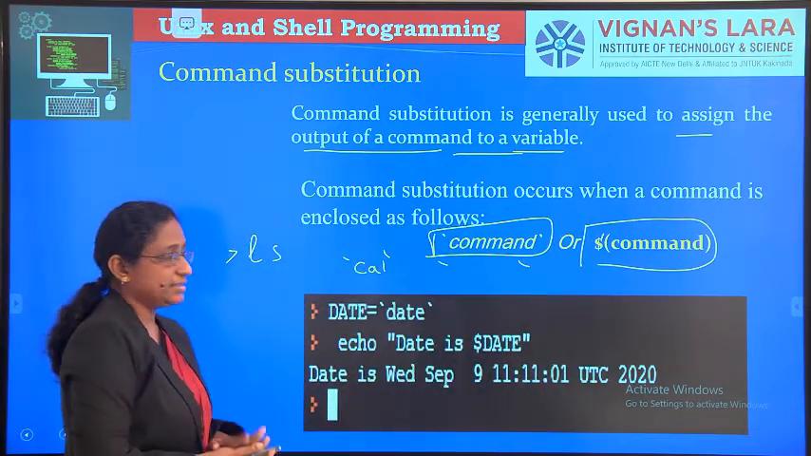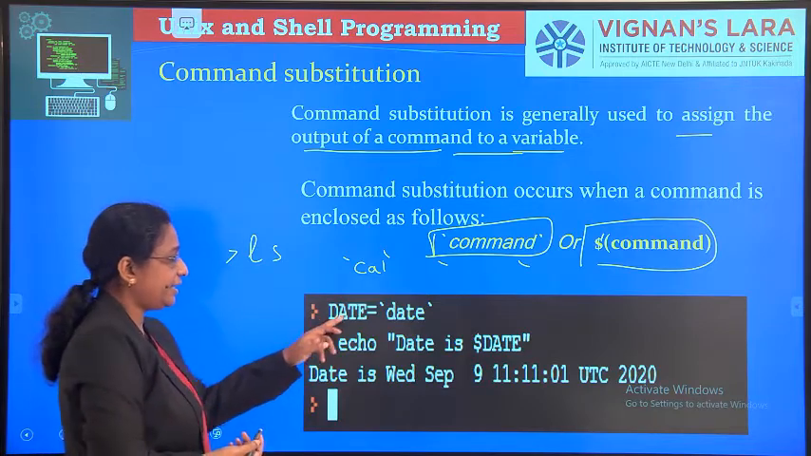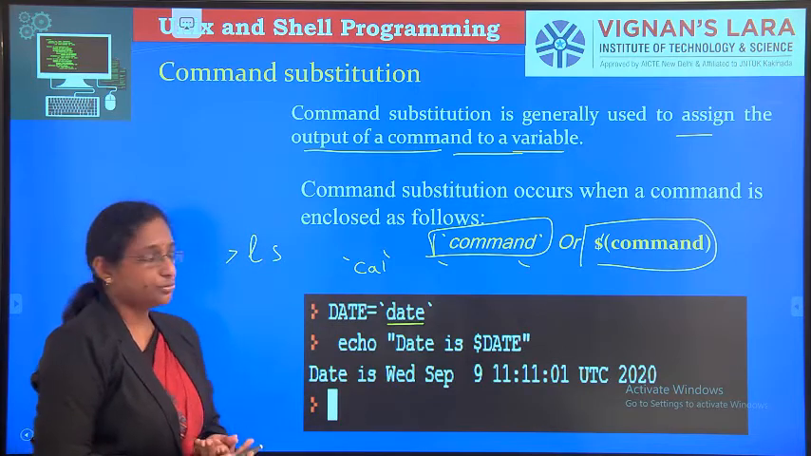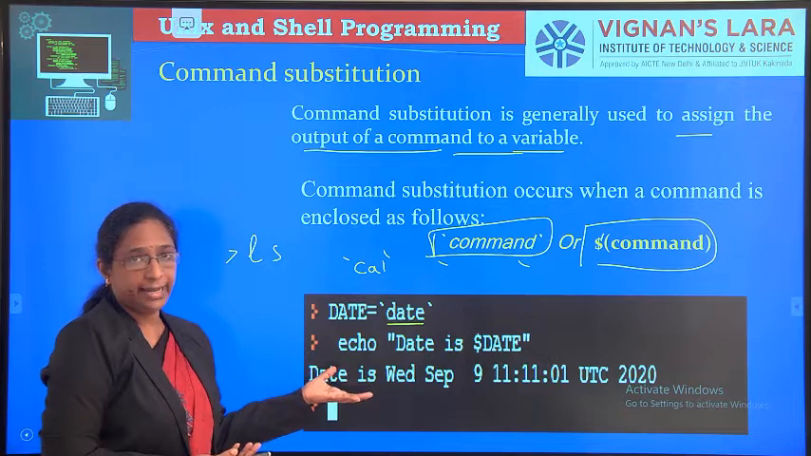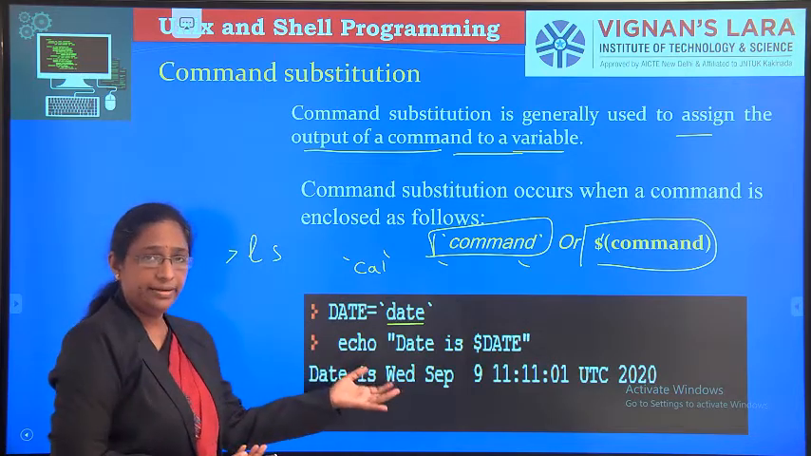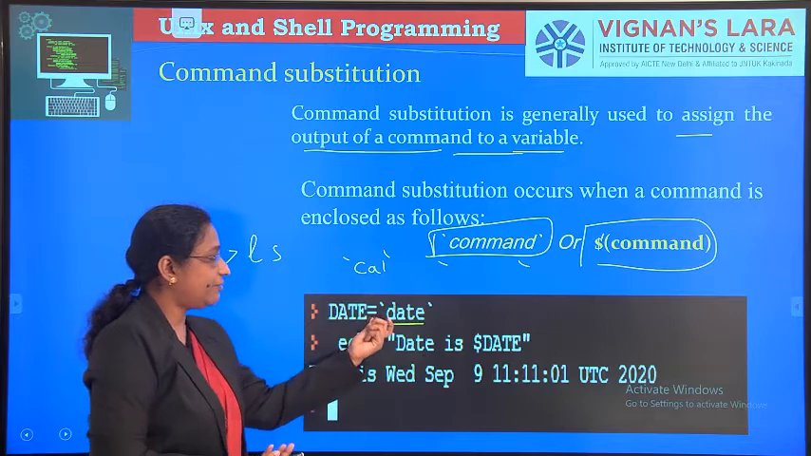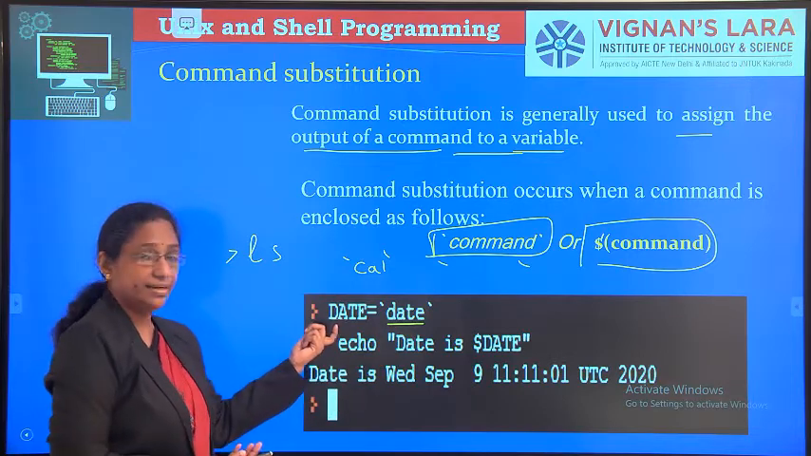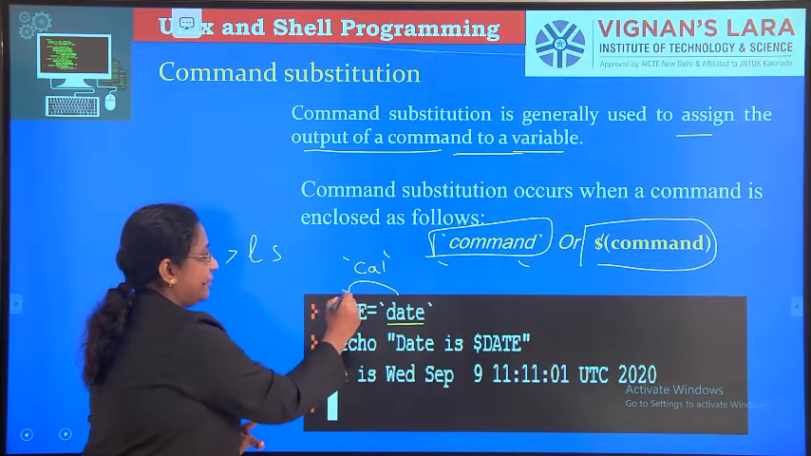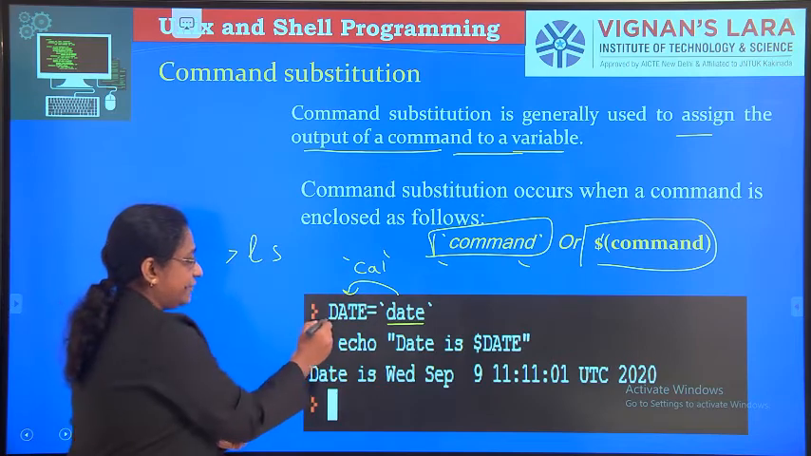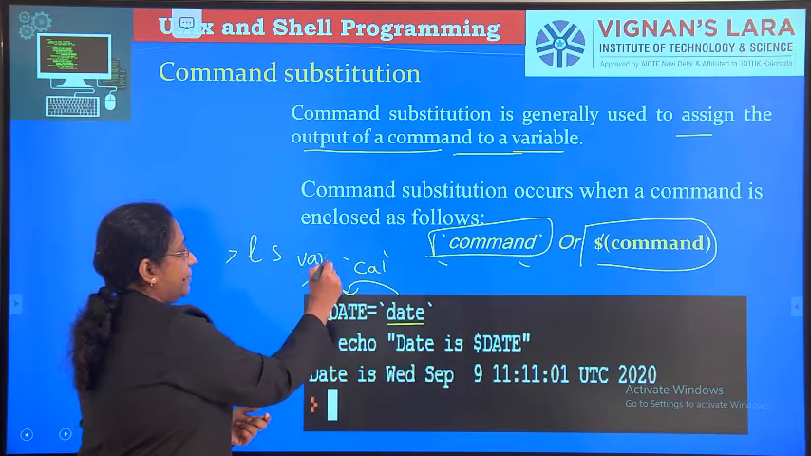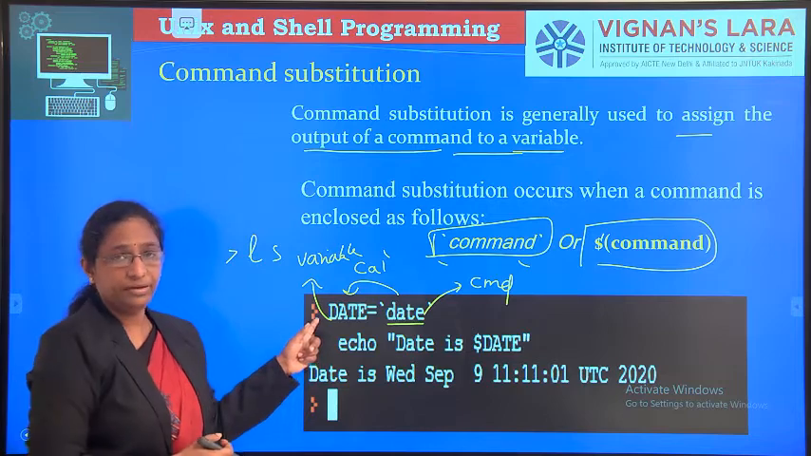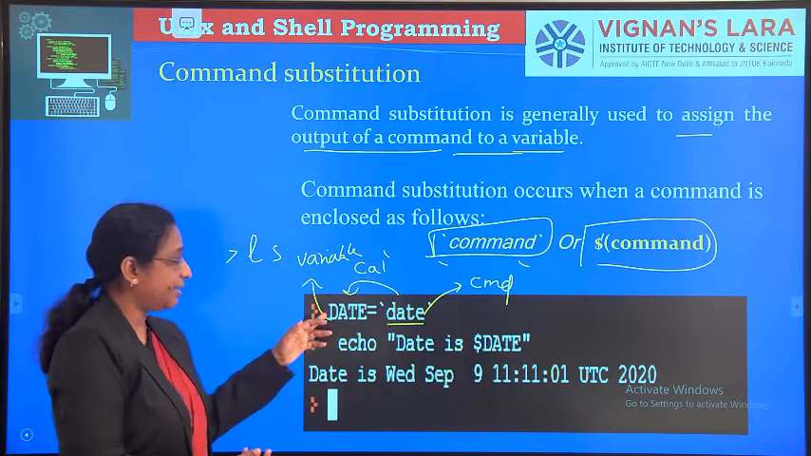Here is the example for the back quotes. This is the date command, which we have already seen. The date command is used to display the current day and time. So I wrote date equal to, and in back quotes I have said date. The output of this command will be stored in the date variable. So this is the variable and this is the command.